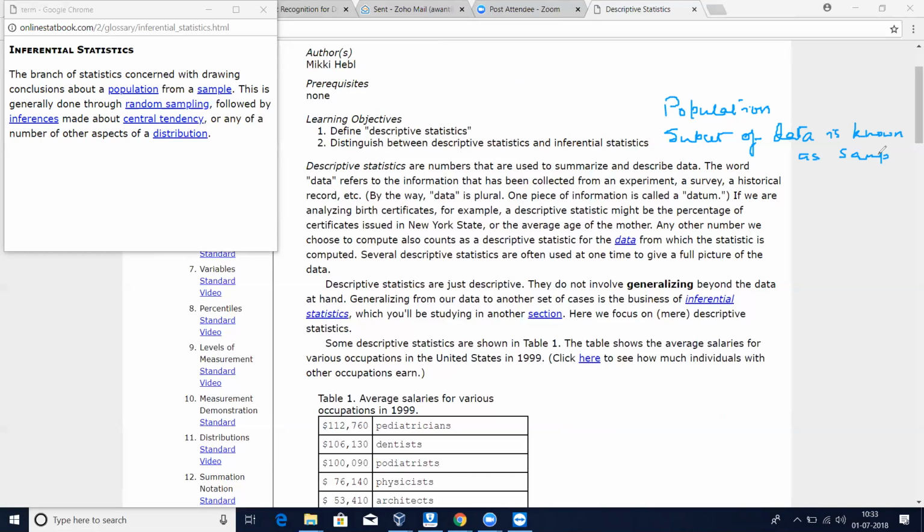Based on that you will conclude about the entire population, isn't it? You will work on the smaller subset, and assuming that the smaller subset is representative of the entire data set, you will conclude something about the entire population. This is part of inferential statistics. You are inferring something about the entire population from the sample data.